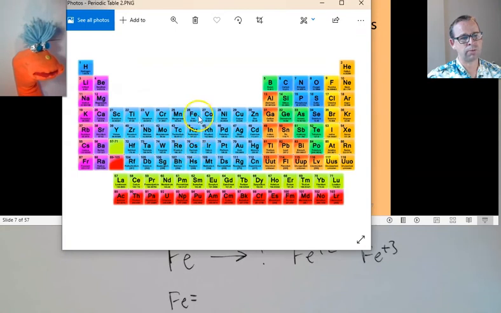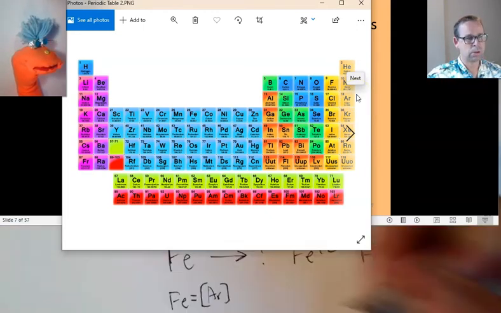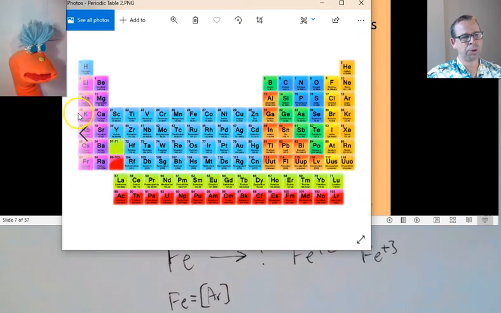Okay, iron going from 26 back to what? To argon, 18. So argon. All right, that's our noble gas core. And then potassium and calcium are 4s2.